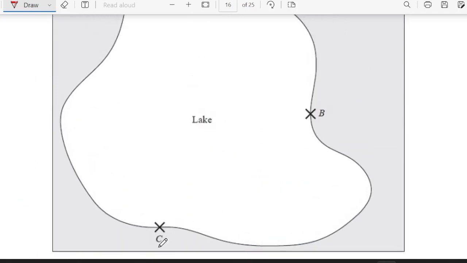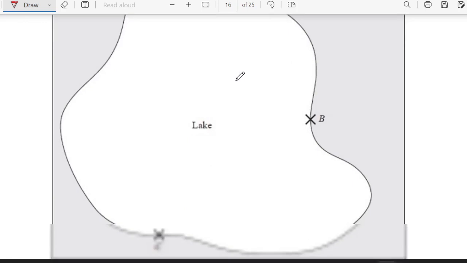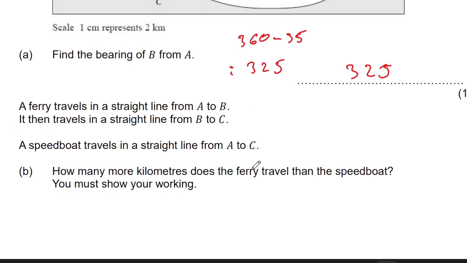So I need to measure these distances using a ruler, A to B, B to C, and also A to C. I'm going to write them down here. I'm going to do it on my paper copy here, measure them. Hopefully these will be the same as yours. So A to B is the first one I'm going to measure. So I make A to B 5.7 centimeters.